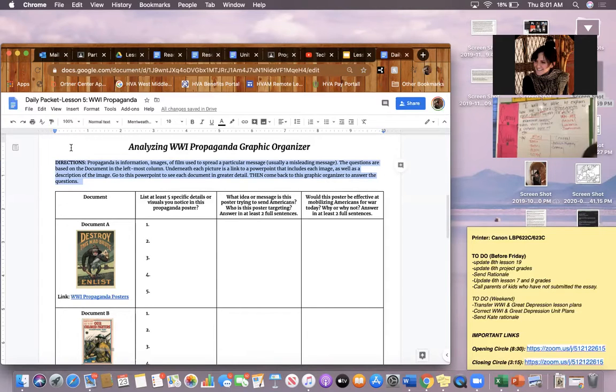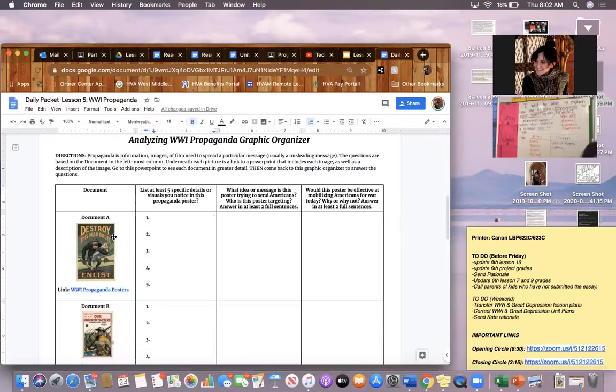So your job today is to figure out how the US uses propaganda. Again, it's information, those images, those films, to raise support for the war. Keep in mind that propaganda is often exaggerated, it's often misleading. So figure out how the US uses propaganda to raise support for the war.